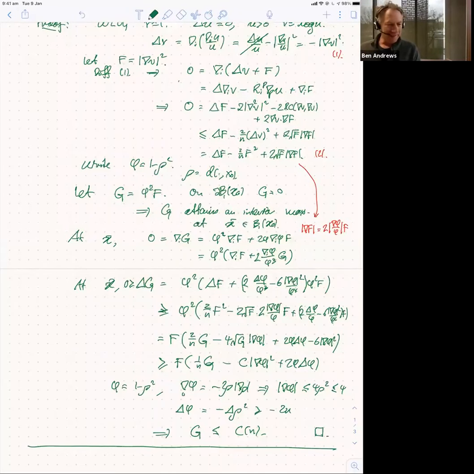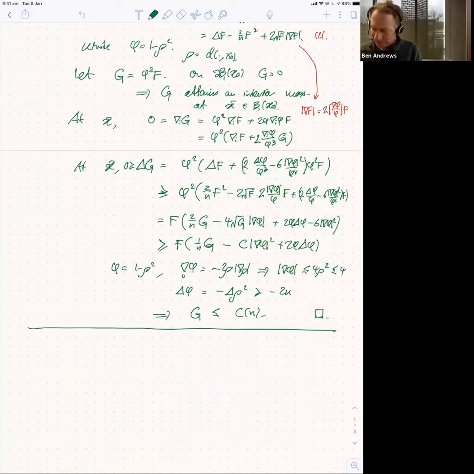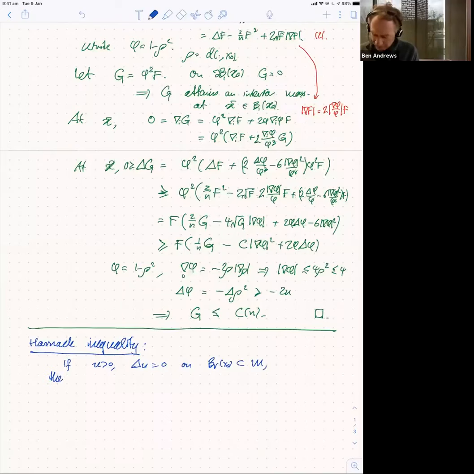All right, so what do we do with this? One of the really nice consequences of the Yau gradient estimate is Harnack inequality. That's a very simple consequence. So this just says that if you have a positive harmonic function, let's say on the ball, then on, let's say, the half ball, the values are comparable to each other.